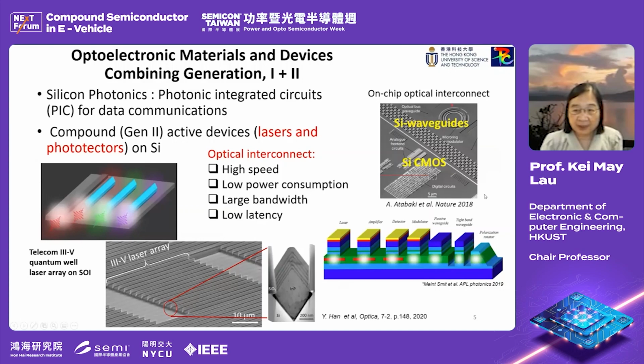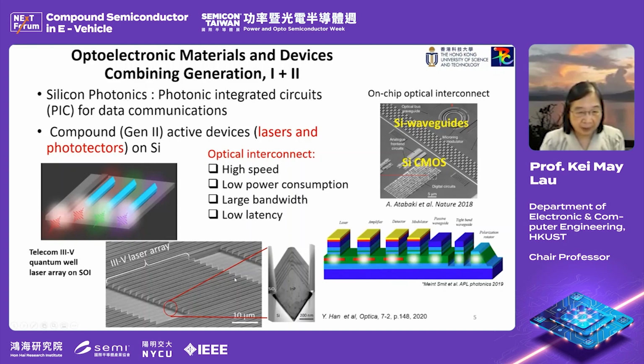And so you can see people have been doing that, integrating silicon CMOS and silicon waveguides for on-chip optical interconnects. And this is showing the different photonic components that people are trying to integrate on silicon. And these are a couple of the examples that we have been working on. It's III-V laser arrays. And you can see the size of these laser arrays is just a few tens of microns, and the width is a few hundred nanometers.